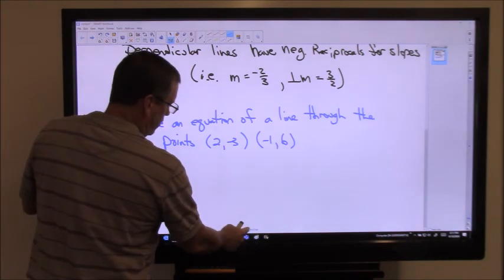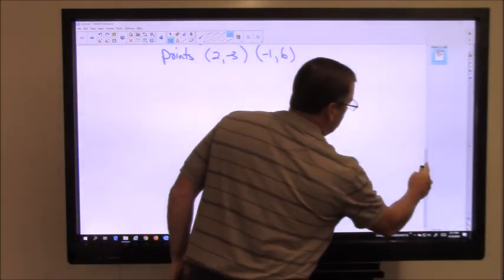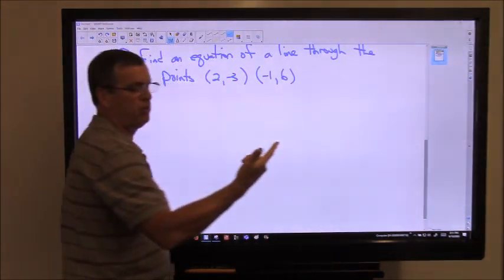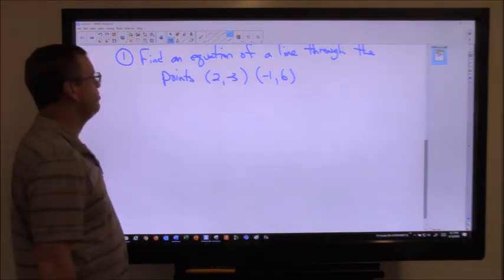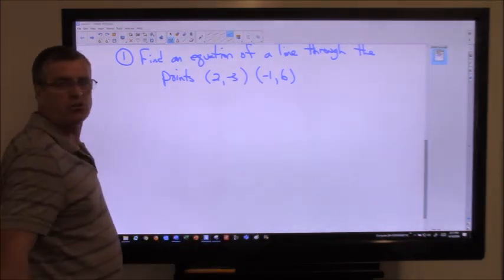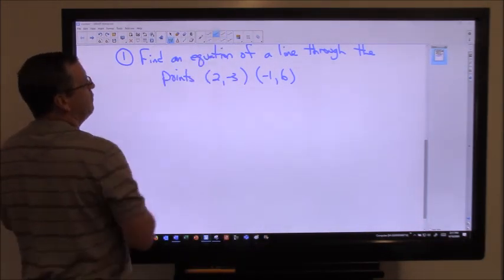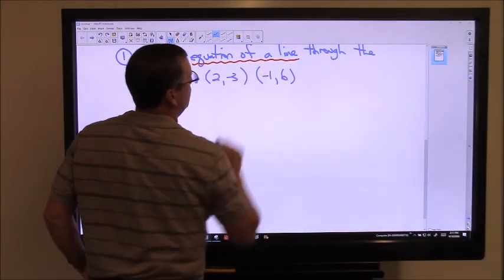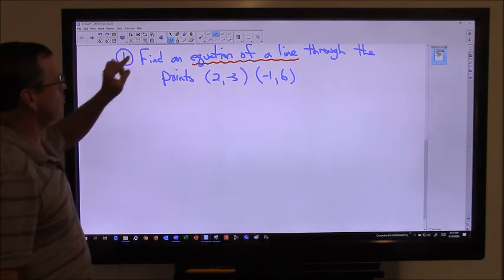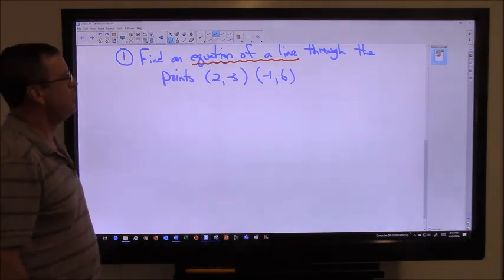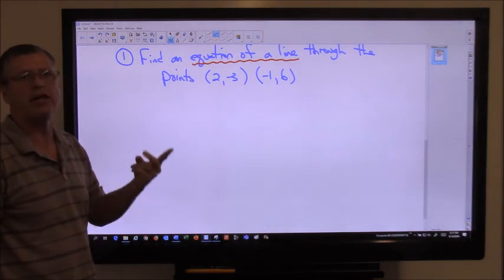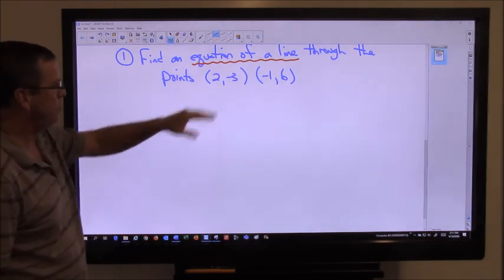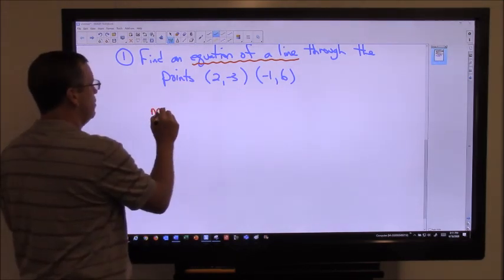All right, so this is really similar to what we did with the Walmart and basketball stuff. It's just our points are easier to work with this time. So first thing I need is a slope. Every time you see that statement right there, equation of a line, we need to think to ourselves, I need a slope and I need a point. Okay? I got 2 points, I just need to get the slope.